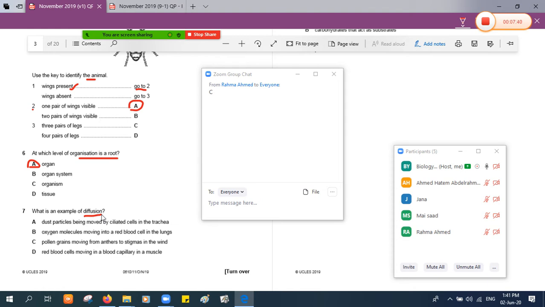Number 7, what is an example of diffusion? Do you remember the diffusion? The movement of substance or molecules from an area of high concentration to an area of low concentration. Here he asks about the example. Dust particles being moved by ciliated cells in the trachea? No, this is wrong. Oxygen molecules moving in a red blood cell in the lung? Of course it is. So it will be letter B.